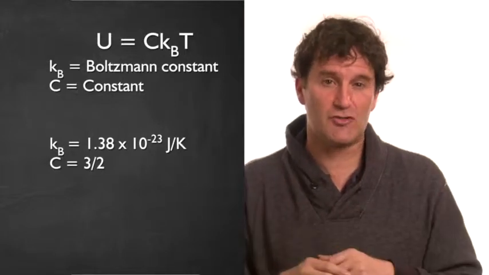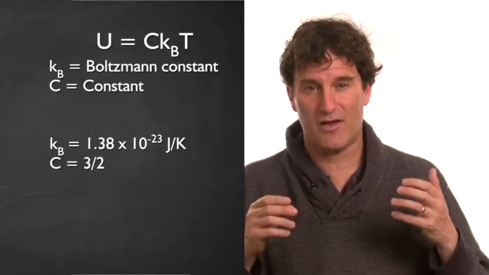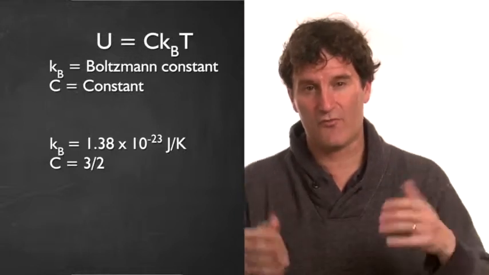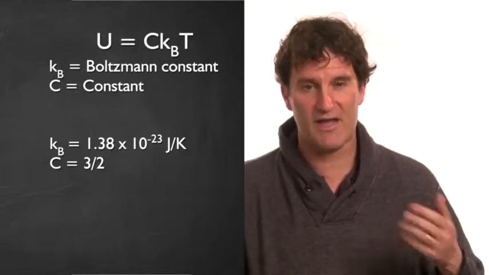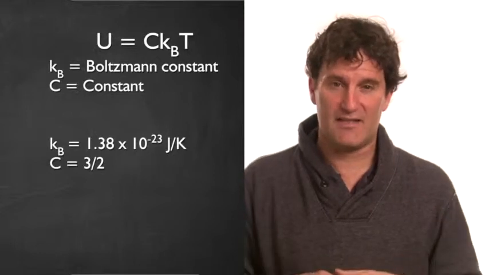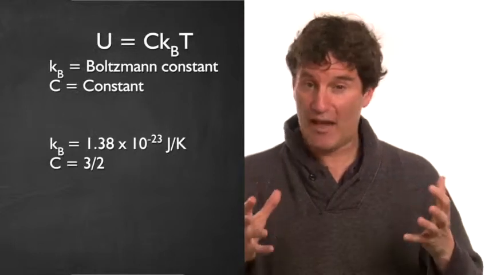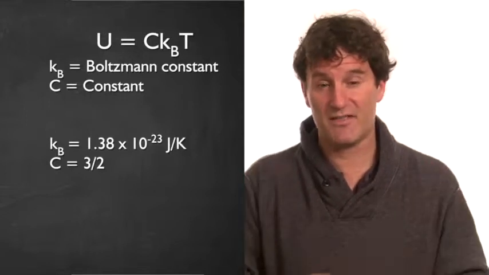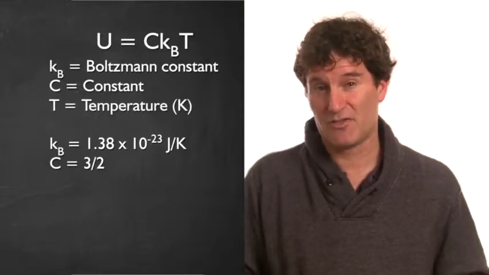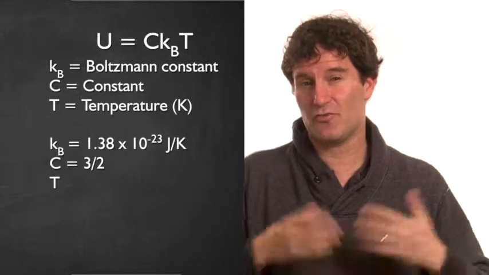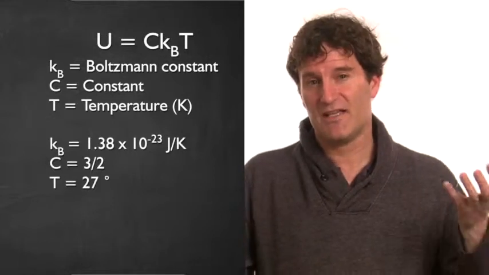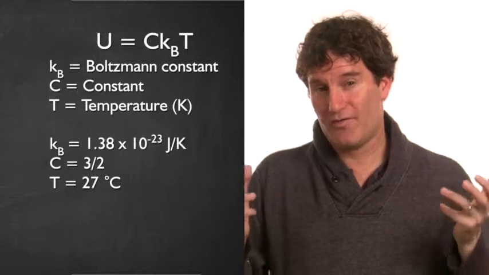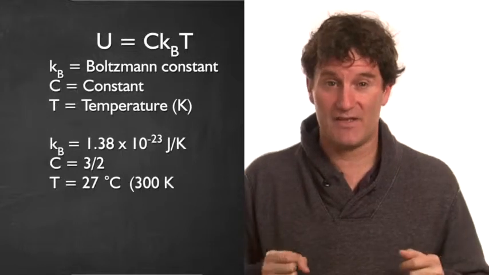We're going to put an extra video on the website, which explains the physics of this number in a little bit more detail for those of you who want to go beyond this. But for now, let's just take the number to be 3/2. So now what I want to do is evaluate the thermal energy of a molecule at room temperature. Just for simplicity, I'm going to say that room temperature is 27 degrees Celsius. It's a bit hot right now where I'm standing. And that turns out to be 300 degrees Kelvin.